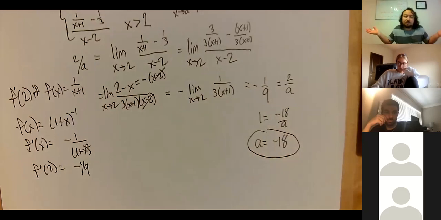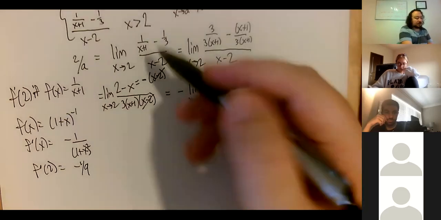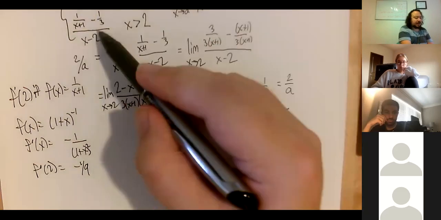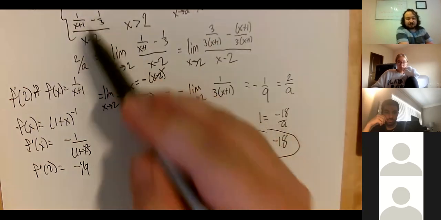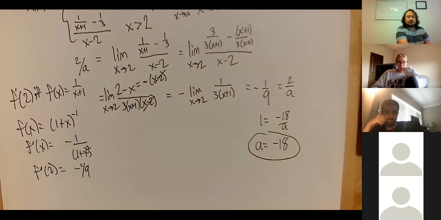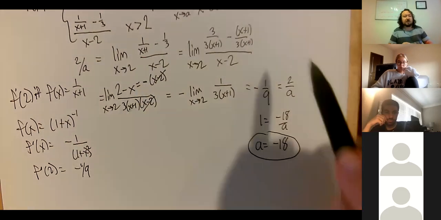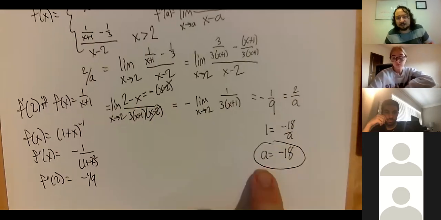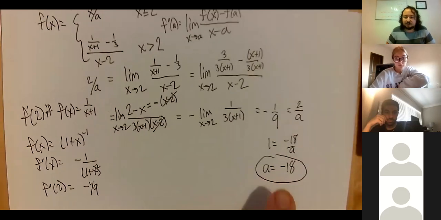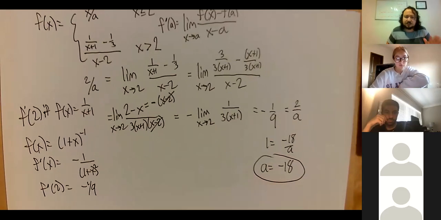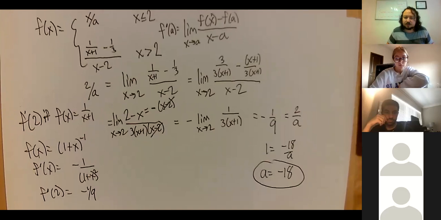And then we don't have to do limits at all. We just had to realize we're approaching 2 as we get here, and that this is a derivative. So we could have done it this way too, if you really don't want to do all this algebra with the limits. But either way, we end up getting that a is negative 18. Did that make sense? Was that okay how we did this problem?